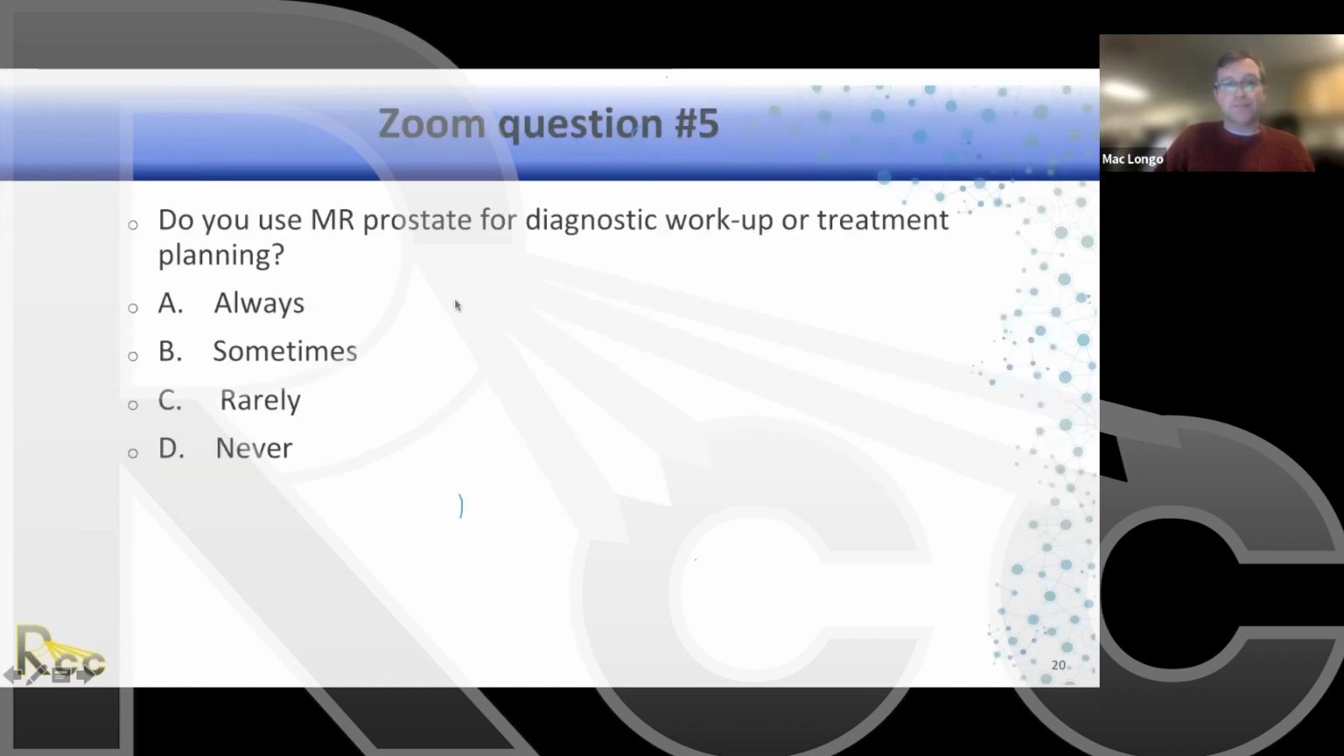So this is my next Zoom question. Do you use MR prostate for diagnostic workup or treatment planning? Ben, if you want to launch that, please. Great. So do you always use MR prostate for workup or for treatment planning? Sometimes, rarely, or never? This is such a good question too.